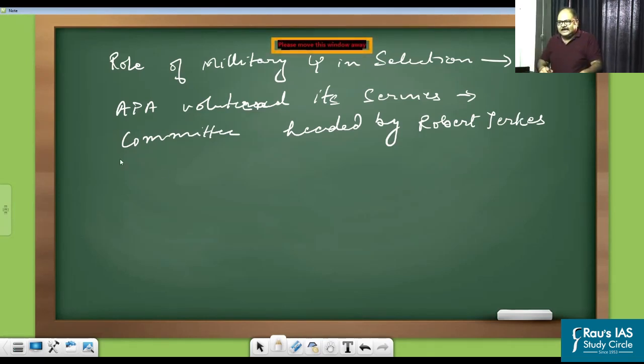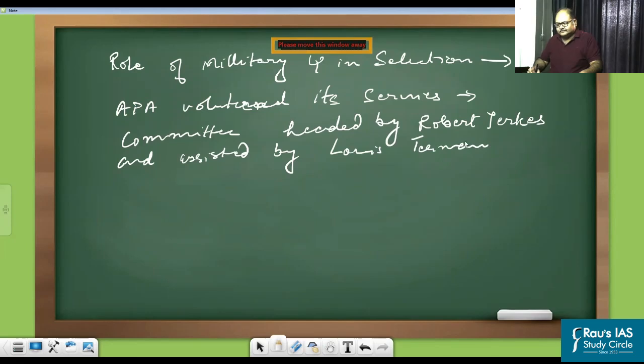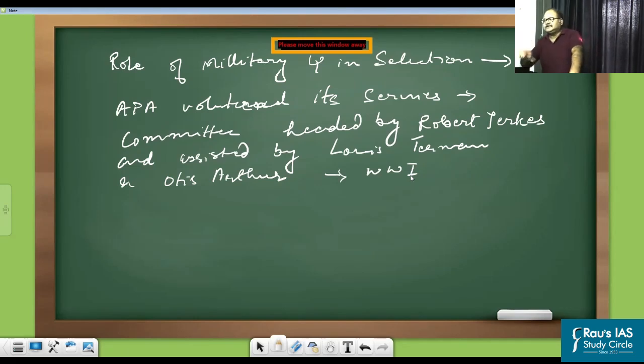It was headed by Robert Yerkes and assisted by Louis Terman and Otis Arthur during World War I. So what happened? The United States of America entered World War I quite late. Therefore, to contribute to the war efforts, they required a huge number of soldiers within a very short span of time. So the American Psychological Association volunteered its services in the process of selection. They designed certain tests that could easily find out which individuals will make good soldiers.